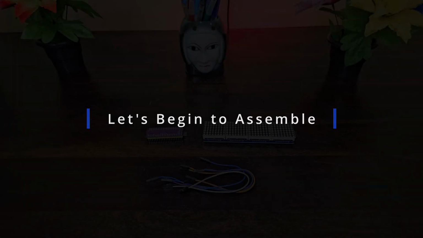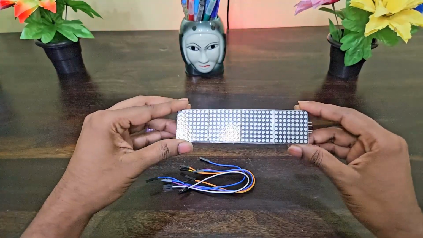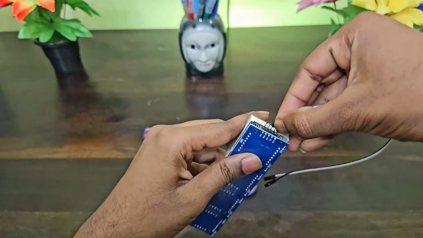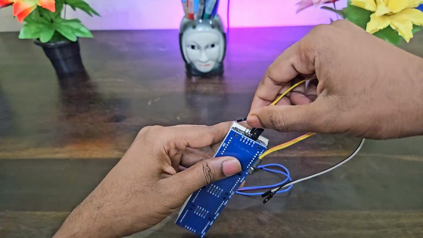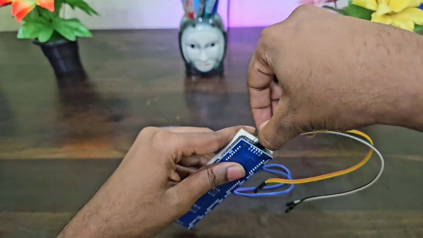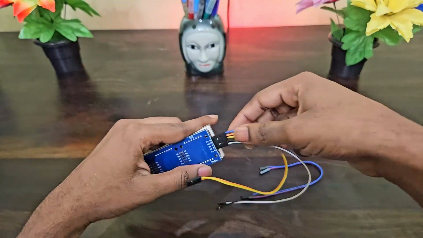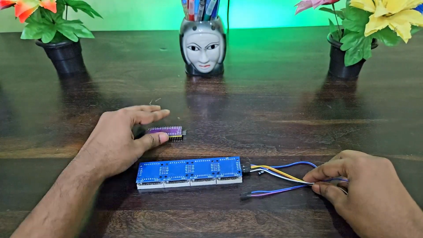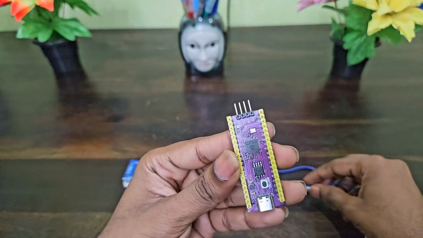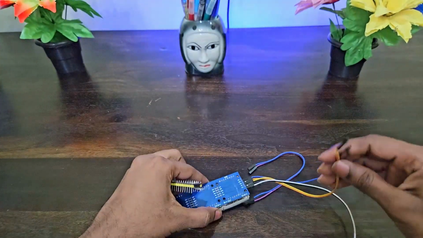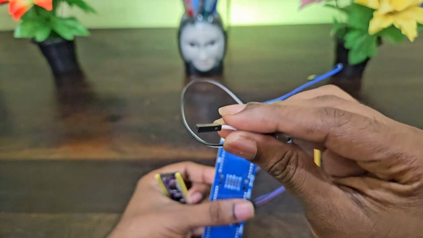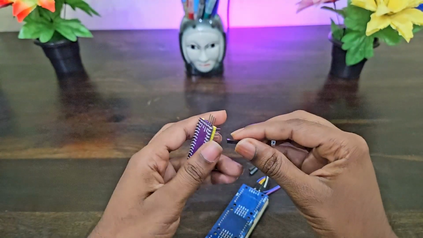Now let's begin assembling the components and learn how the matrix display works. Let's carefully wire the pins from the Raspberry Pi Pico to the first LED matrix module. Start with the CLK pin, or clock. This pin synchronizes the data transmission timing between the Pico and the LED module. Connect the CLK to D5 on the Raspberry Pi Pico.